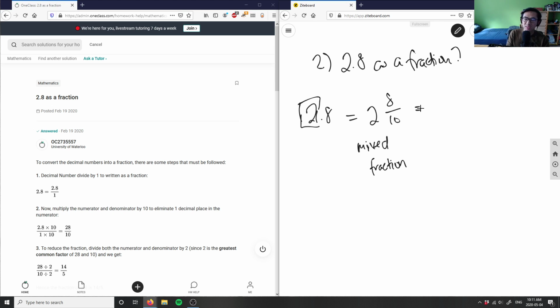And then what I'm going to do is convert this into an improper fraction and reduce to lowest terms, right? So again, I have 2. I'm multiplying by the denominator, and then I'm going to add it to the numerator, right? So I have 2 multiplied by 10 here and add to the numerator. So 2 times 10 is 20, plus 8 here would be 28, right? I have 28 over 10 here as my improper fraction.